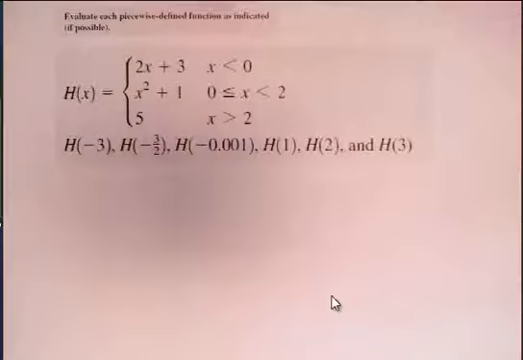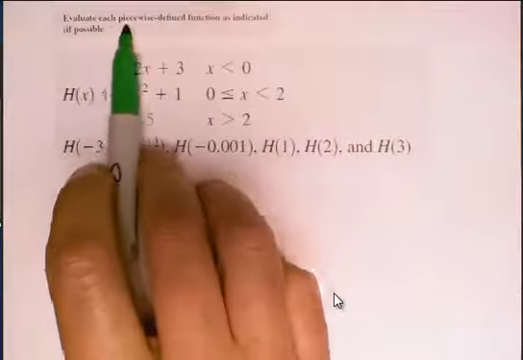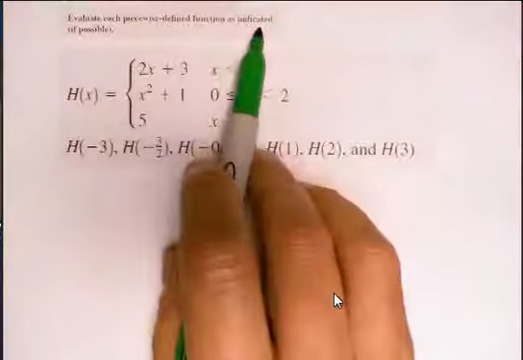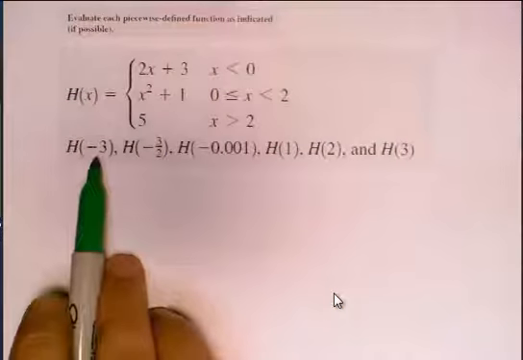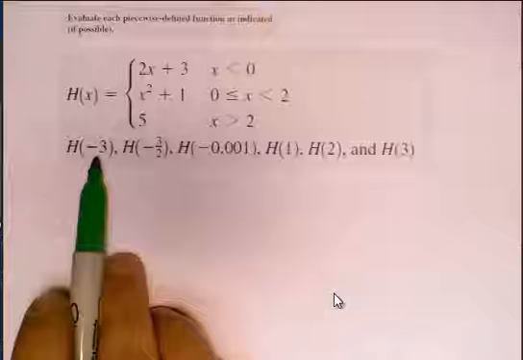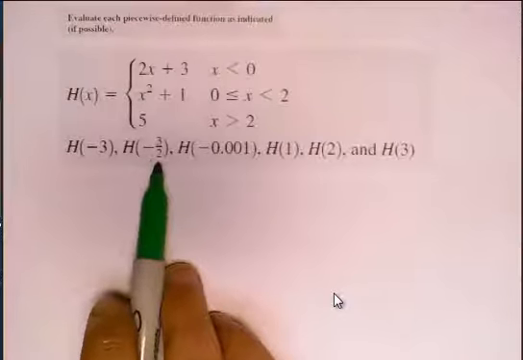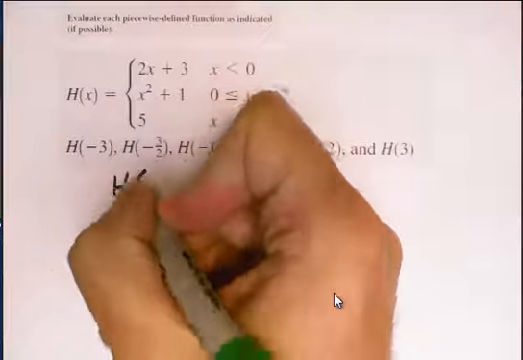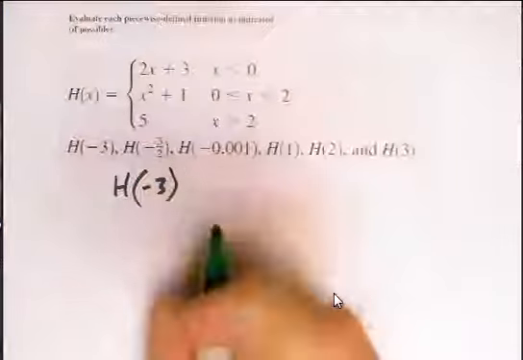Okay, so here's a good example to see if we're understanding how to read a piecewise defined function in the notation. It says evaluate each piecewise defined function as indicated. In other words, if we plug in a negative 3, what's our output? If we plug in this one, what's our output? If we plug in this, what's our output? So let's go through h of negative 3. That means we plug in a negative 3.